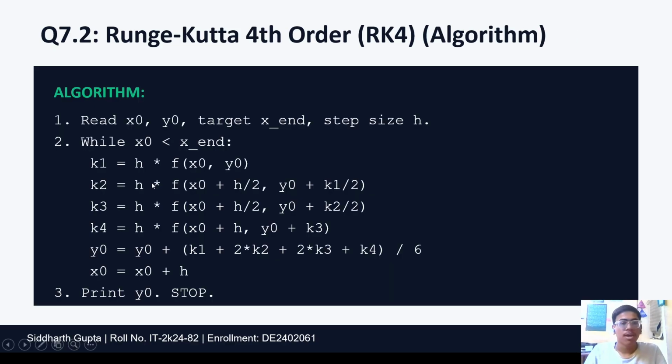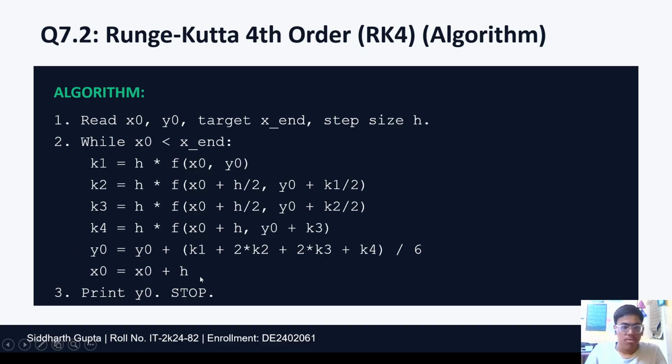Next, moving on to the algorithm. The algorithm is very simple and is similar to the Euler method. We will read x0, y0, target xn, and step size, similarly as we did in the Euler method. Again we will form a while loop till x is less than xn, as we did in the Euler method. Then these are the formulas for Runge-Kutta. K1 is equal to h into f of x0 comma y0. K2 is equal to h into f of x0 plus h by 2 comma y0 plus k1 by 2. K3 is equal to h into f of x0 plus h by 2 comma y0 plus k2 by 2. This k2 comes here in k3. K4 is equal to h into f of x0 plus h comma y0 plus k3. This k3 comes here.